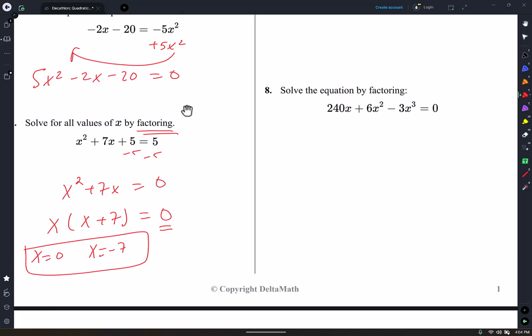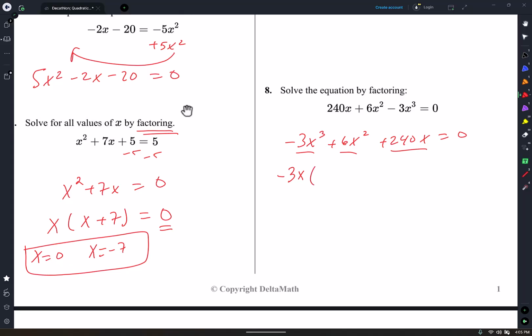I'm gonna rewrite it. Let's rewrite it with the highest power first. Negative 3x cubed plus 6x squared plus 240x equals 0. All right. I'm gonna factor out 3 goes into 3, 3 goes into 6, 3 goes into 24. So I'm gonna factor out a negative 3 and an x because they all have x's. You guys see that? Okay.